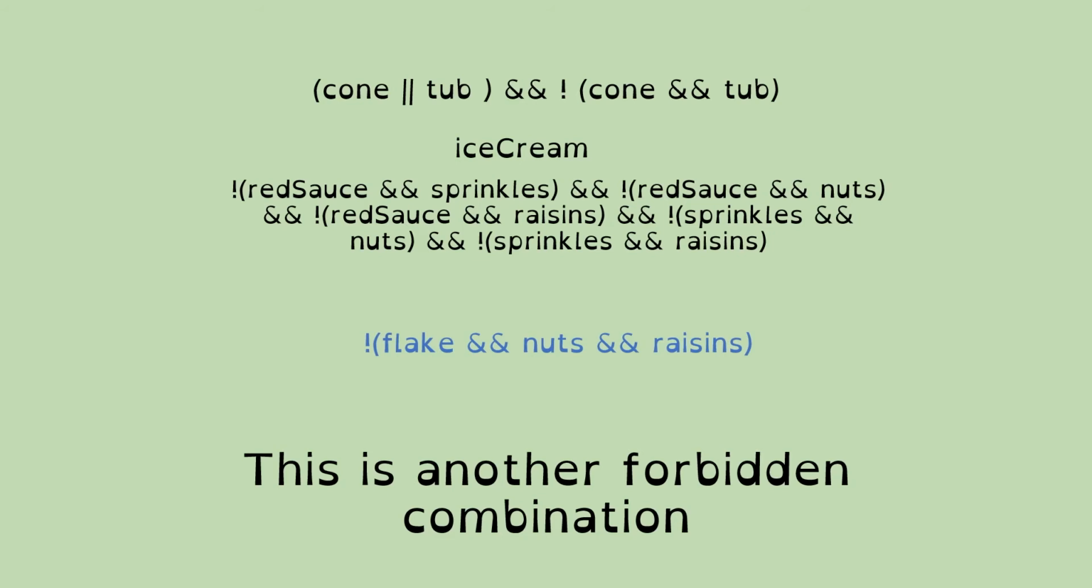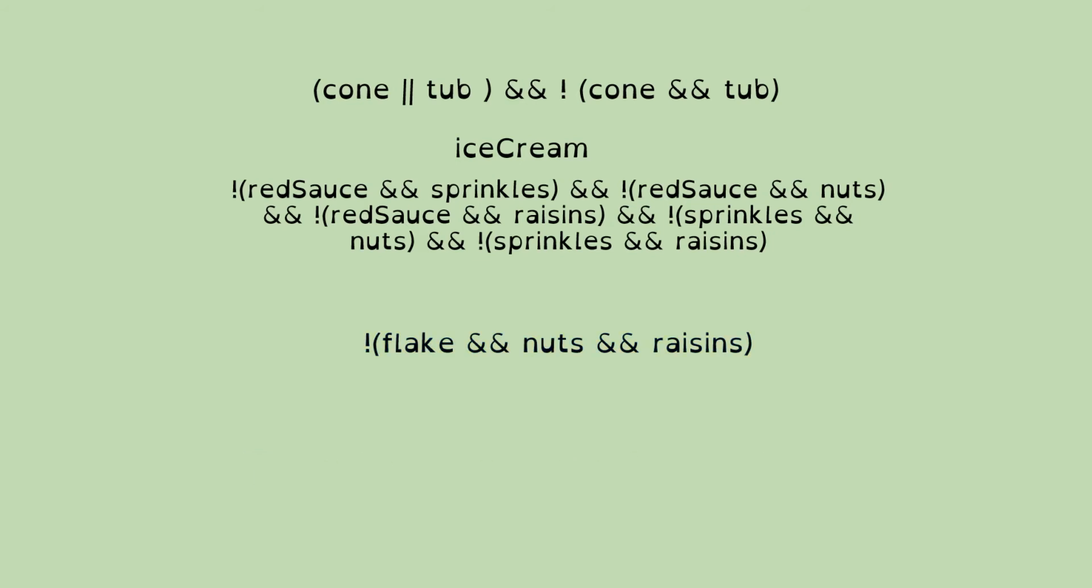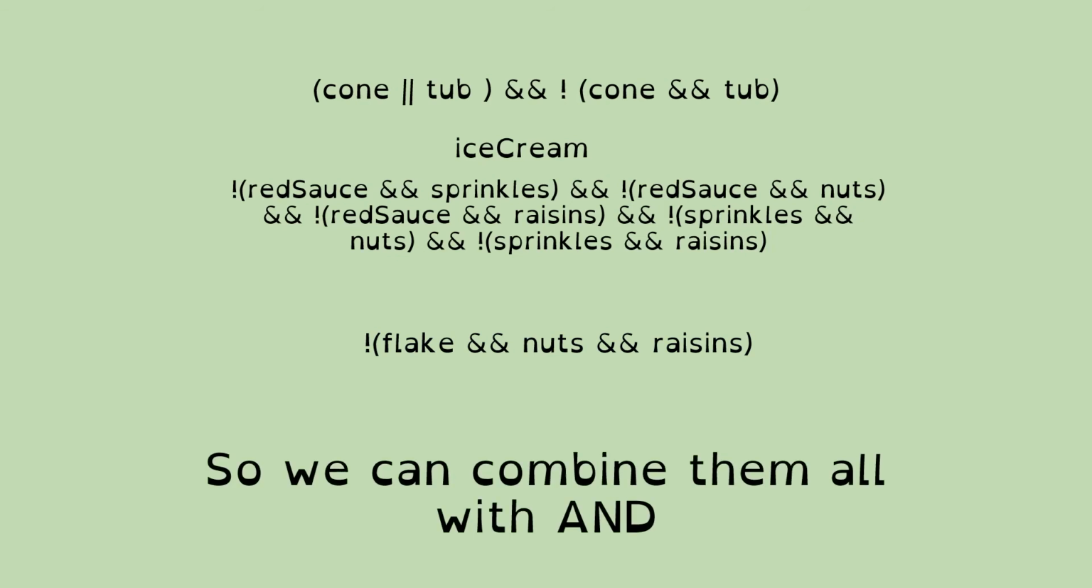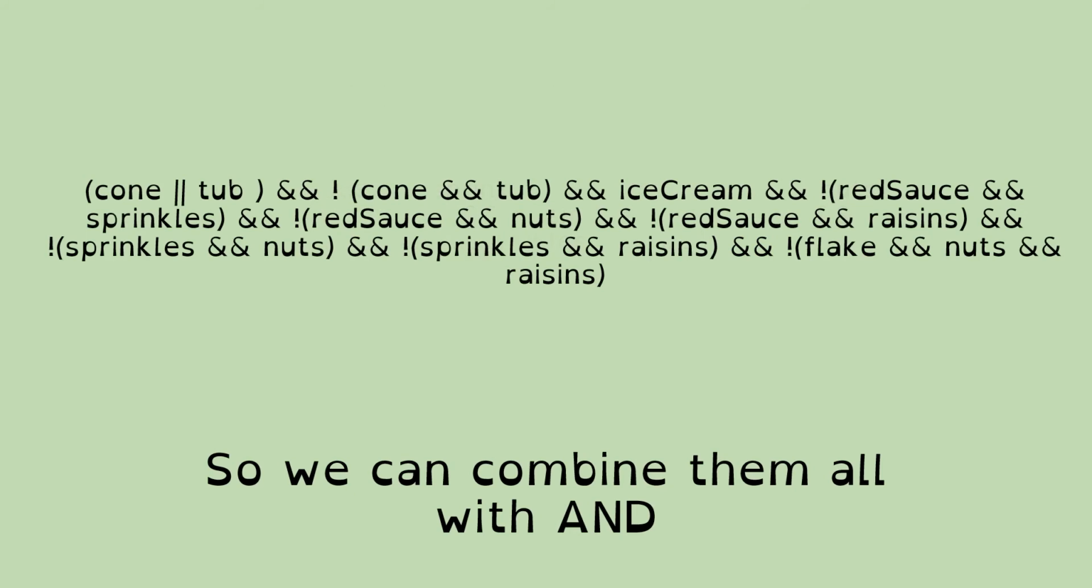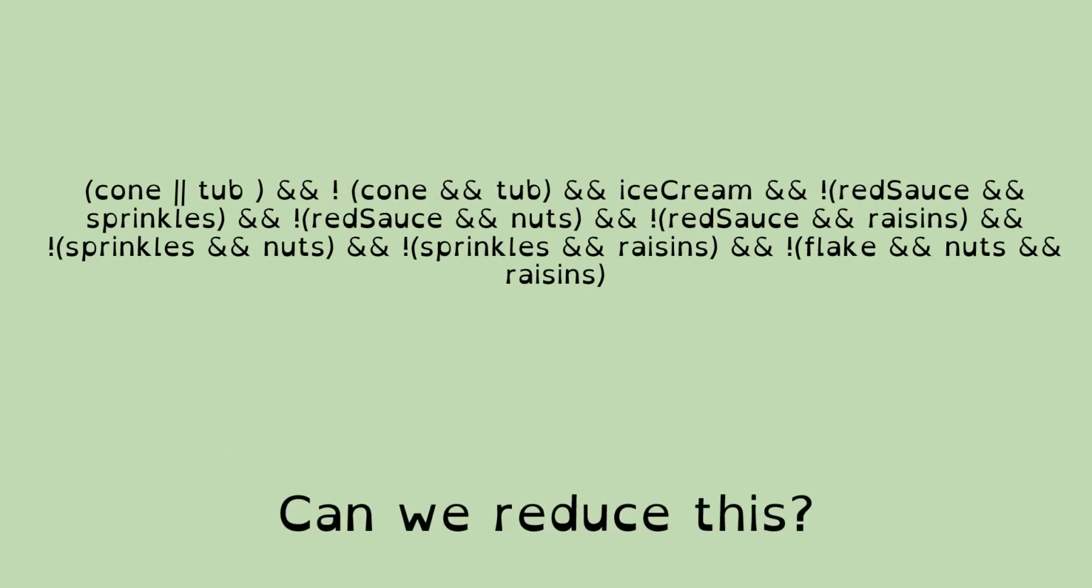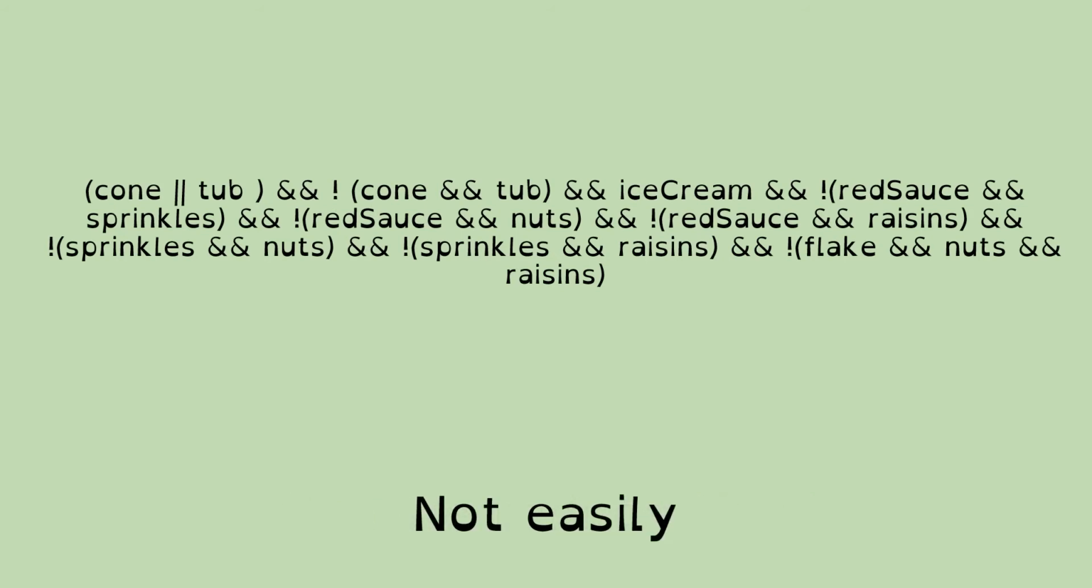Right, as I was saying before, we can combine all these together with AND operators. That's because each of these represents a separate condition, each of which must be passed in order for the ice cream to be a valid ice cream. So we're just going to put some ampersands, and then we're just going to rearrange that as one great big long statement. There we go. It's quite complicated. So the first thing we're going to ask is, can we reduce this? And the answer is not easily.